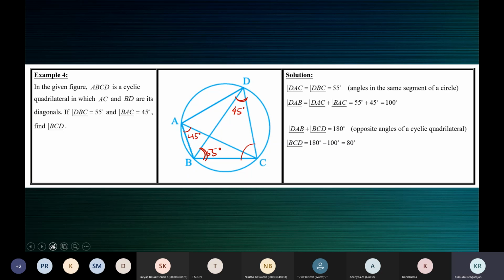Now what is it here? DAC is equal to DBC. Okay, so they've used this angle first, and I started with 45 degrees first. So what I explained, I started with 45 degrees. This is 45, so this angle is also 45. So here I've started with 55 degrees. So if DBC is 55, then DAC is also 55.